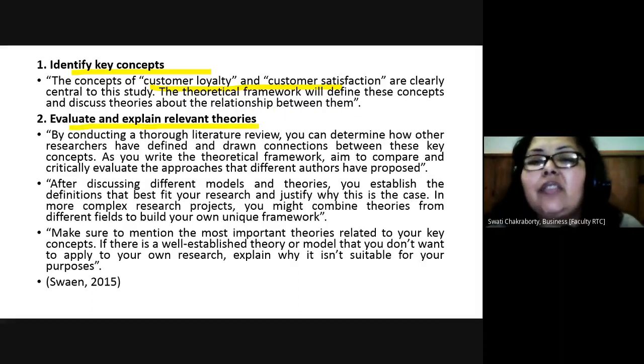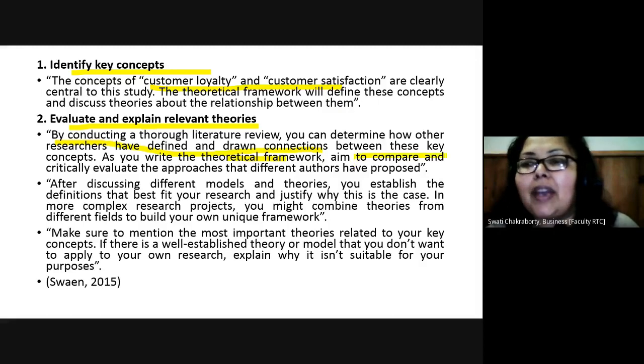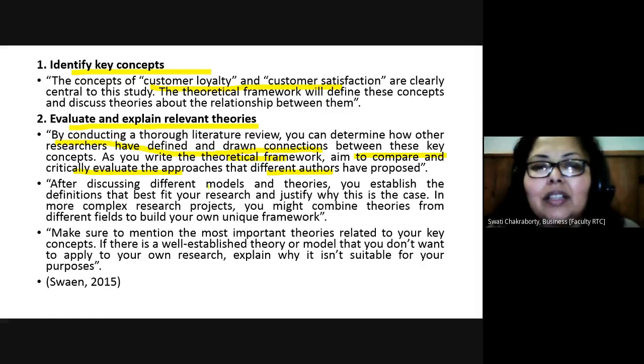Second step is to evaluate and explain the relevant theories. When you do a thorough literature review, you can determine how other researchers have defined and drawn connections between these key concepts. And so as you write the theoretical framework, your aim should be to compare and critically evaluate the approaches that other authors have proposed here. So after having gone through all the different models and theories, you need to establish the particular definition that would fit best for your research. And you need to give justification why this is the case, right?